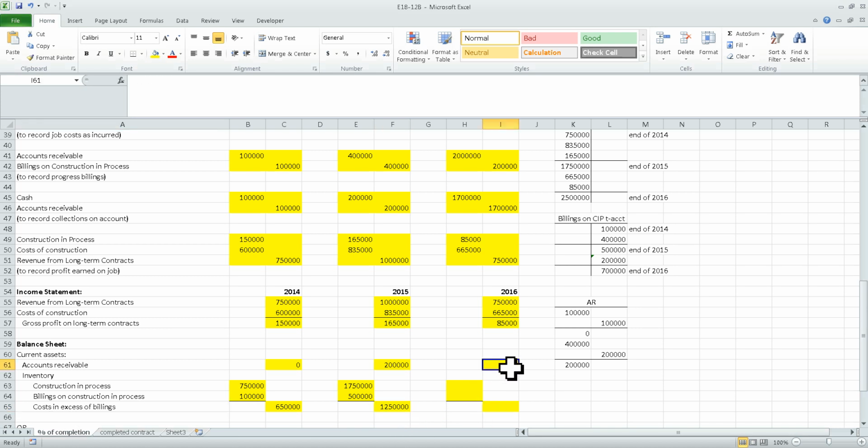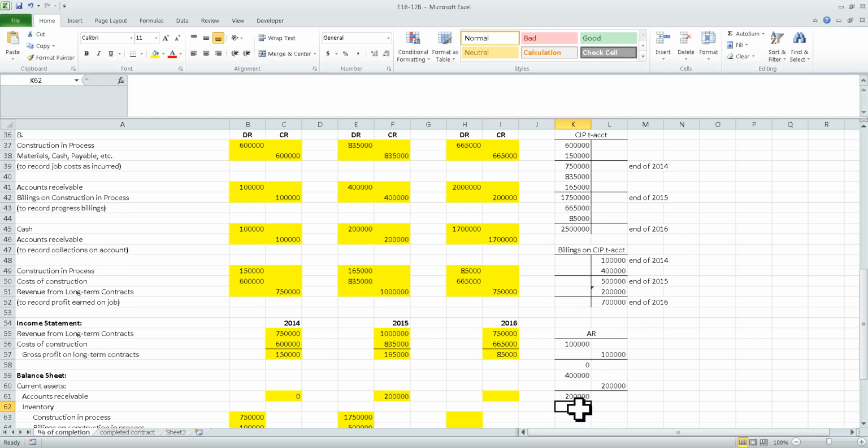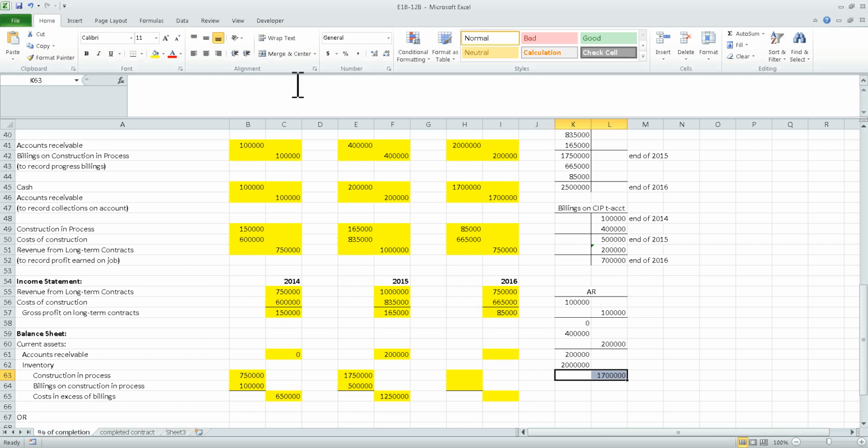And finally, let's see, the last year, we've got to figure out our accounts receivable. Okay, so the last year, we started 2016 with a $200,000 balance, and we debited accounts receivable for $2 million, and we credited accounts receivable here for $1,700,000. So the balance in accounts receivable, what we started the year with, plus what we billed during the year, minus the cash collections, so we've got $500,000 of that still due us.